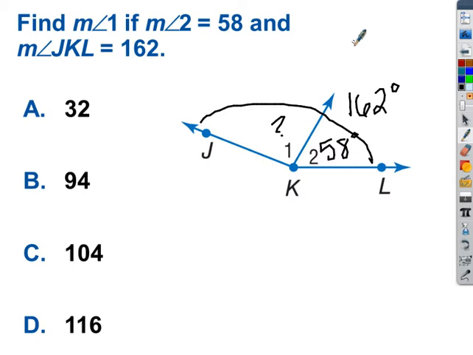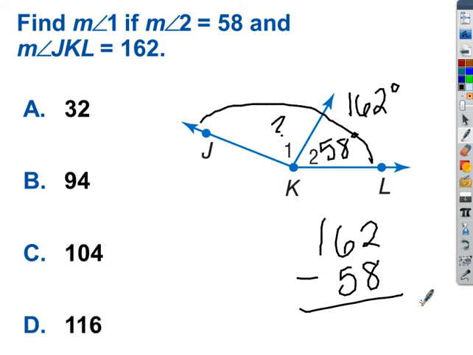So take a second, think about it, see if you can figure out what you're supposed to do. Alright, so what we just learned was the angle addition postulate said that if I add these two smaller angles together, I should get the measure of the bigger angle. So if I'm looking for the measure of one of the smaller angles, instead of adding, I need to subtract. So 162 minus 58. So what's 162 minus 58? 104. Right. And that would be how you would use the angle addition postulate.